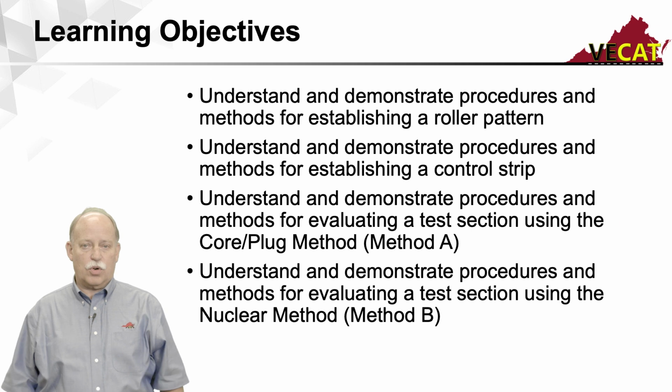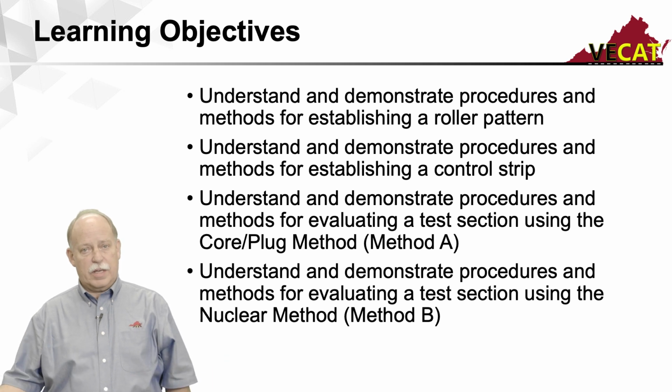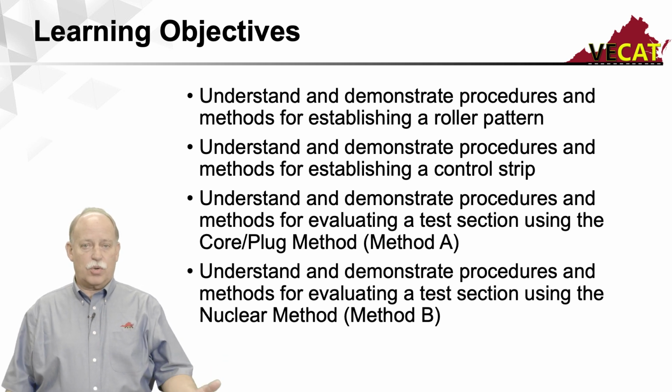You get an opportunity. We're going to go through each one of these independently because there's a method A in the test sections that uses cores, and then there's a method B doing test sections that uses a nuclear density gauge.